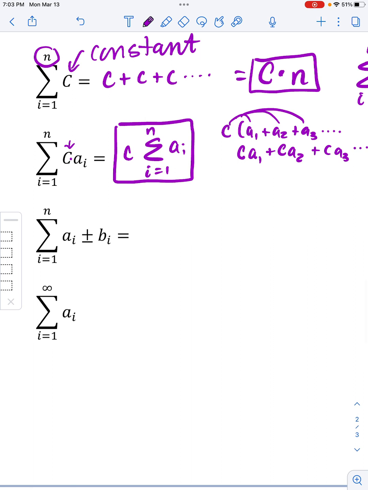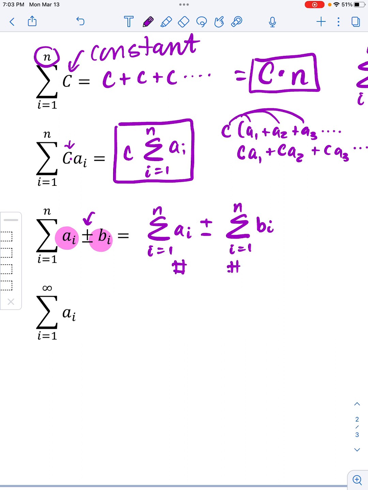If you have the sum or difference of 2 different formulas within your sigma, you can either do them all at once or you can separate them. You can figure out the sum of just this first rule from I equals 1 to n, and then I can add or subtract, depending on what it said here, the sum of this. So I would figure out the one number sum of the terms in A, then the one number sum of the terms in B, and add them or subtract them.